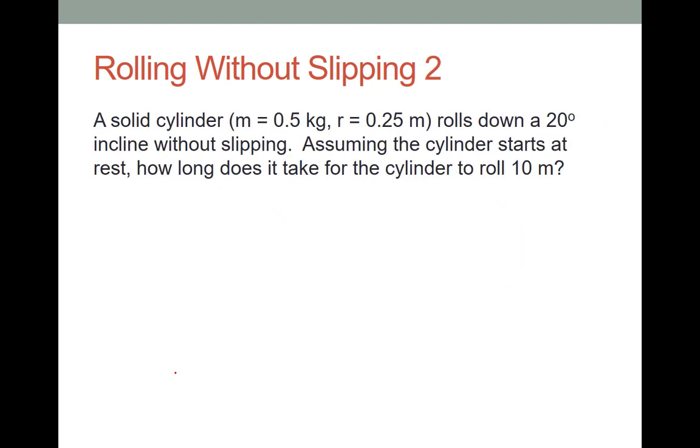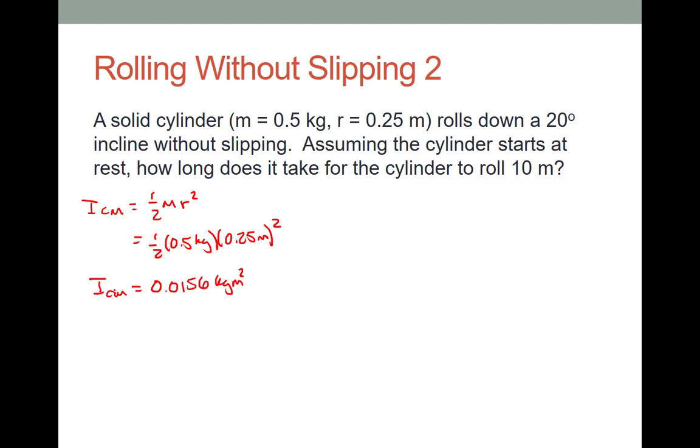The next problem involves a solid cylinder rolling down a 20-degree incline without slipping. We are going to assume that the cylinder starts at rest, and we want to know how long it takes for the cylinder to roll 10 meters down. First off, it is a solid cylinder, so the moment of inertia is 1/2 times mass times the radius squared. So that's 1/2 times 0.5 kilograms times 0.25 meters squared. And that works out to be 0.0156 kilogram meters squared.